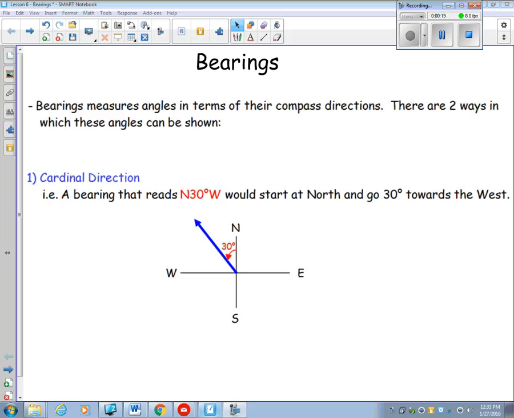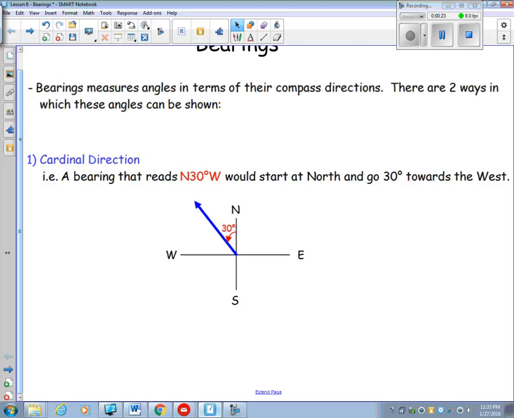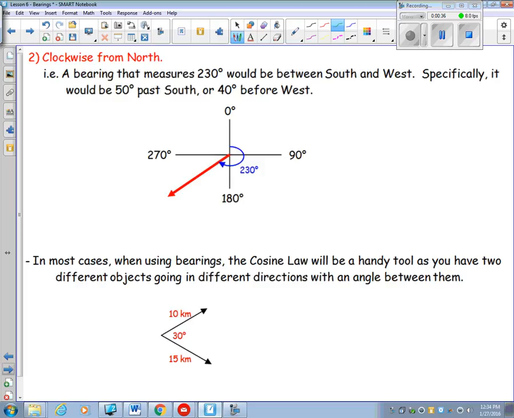Two ways we can look at bearings. We can talk about cardinal directions, so north, east, south, west, like the first example right there. North 30 west, you would start at north, go 30 to the west, okay, and that would tell you what the angle is that goes between the north and your bearing itself. Or you can talk about clockwise from north. North is 0, and as we move clockwise, every time we get to a new cardinal direction, we've gone 90 degrees more, so east, south, and west.